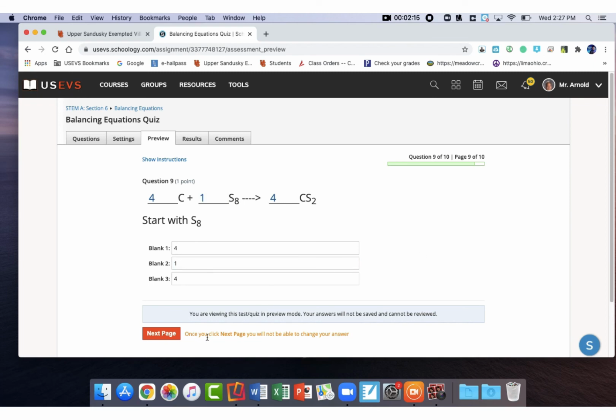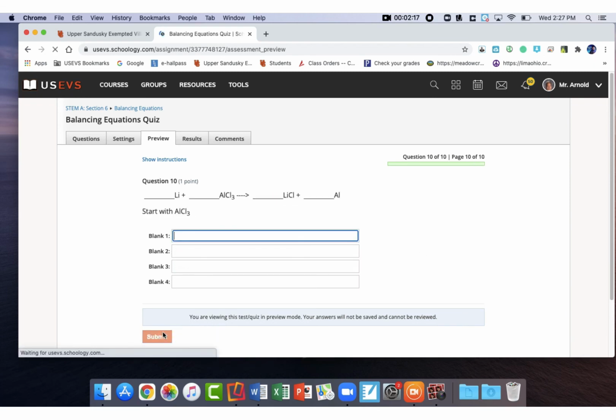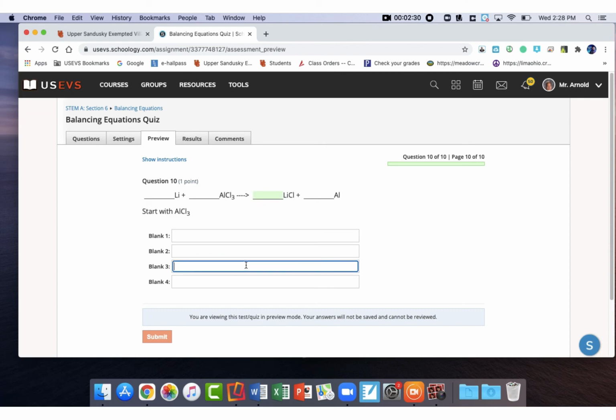That's an unusual combination. And our last one, we have to start with ALCL3 because it's the only thing that has anything different. We have 3 CLs over here and only 1 over here. So in our third space, we need to make that into a 3. But that changed my number of LIs, so I need to fix that also in space 1. We have to make that 3 LIs.